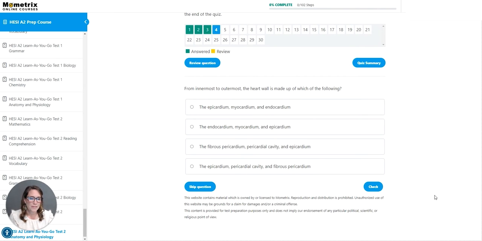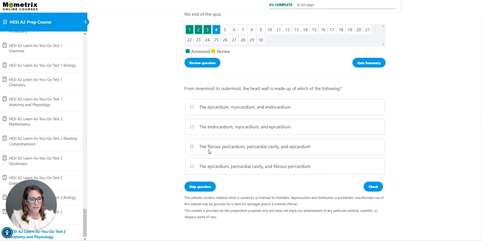All right, question number 4. From innermost to outermost, the heart wall is made up of which of the following? Okay, so we have epicardium, myocardium, endocardium. Endocardium, myocardium, epicardium. And then we have fibrous pericardium, pericardial cavity, and epicardium. And then last but not least, epicardium, pericardial cavity, and fibrous pericardium.